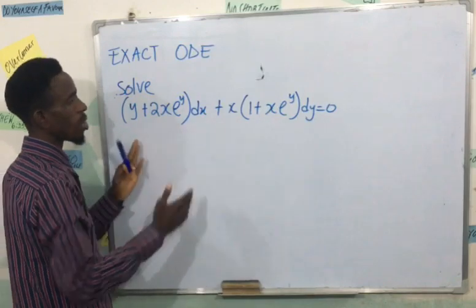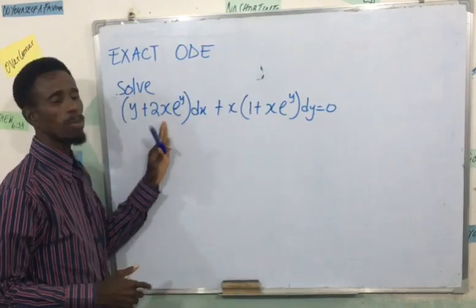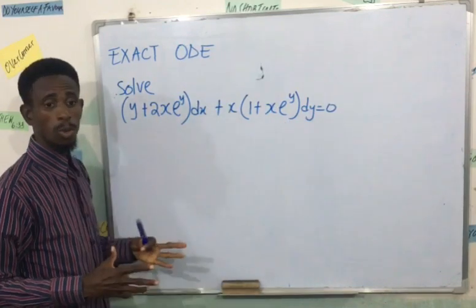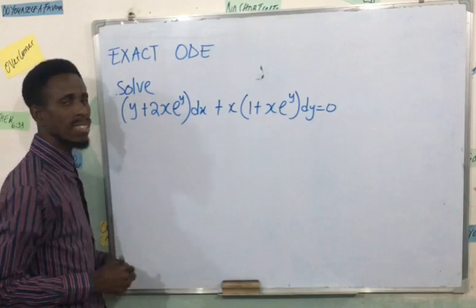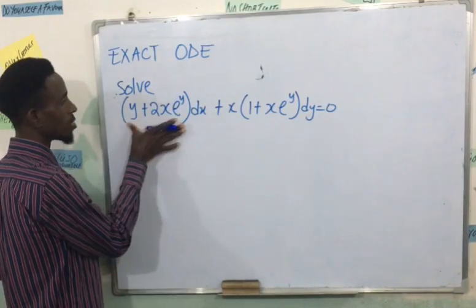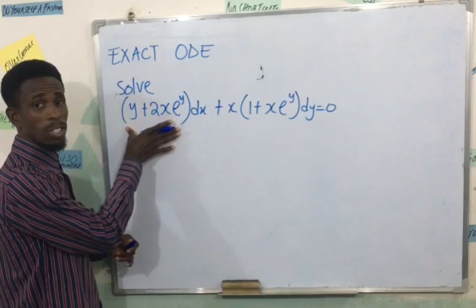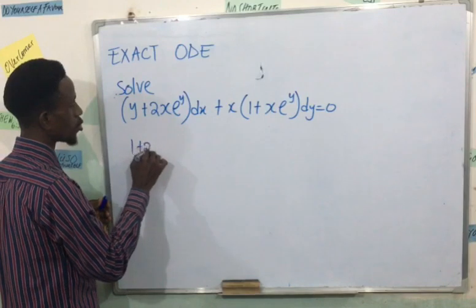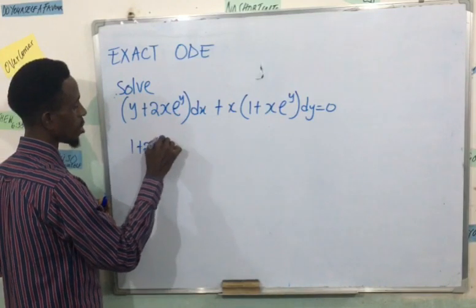So I'm going to do the partial derivative. This is going to be with respect to y, and this is going to be with respect to x. I'll compare both of them. If they are the same, then it is exact. Then I'll just go ahead and solve from there. So differentiating this with respect to y, I'm going to have 1 plus 2x exponential y.